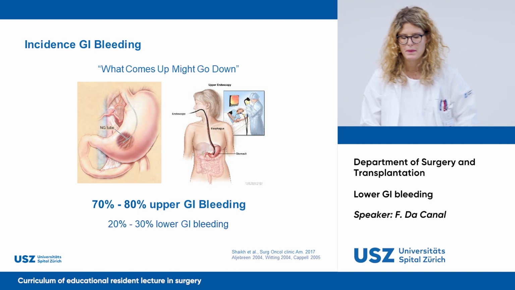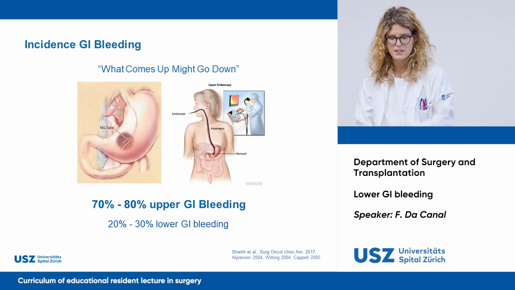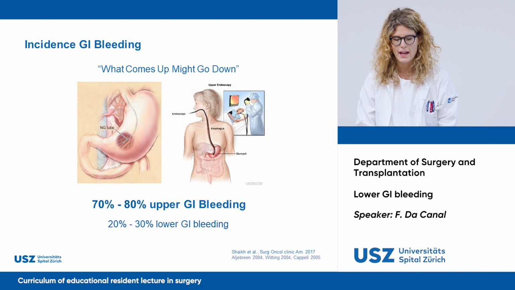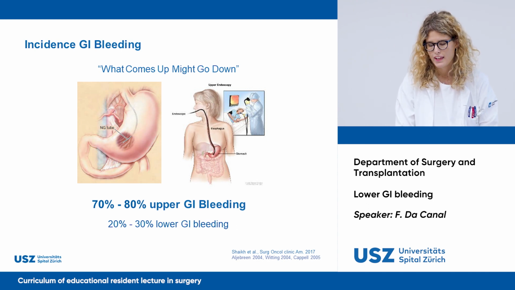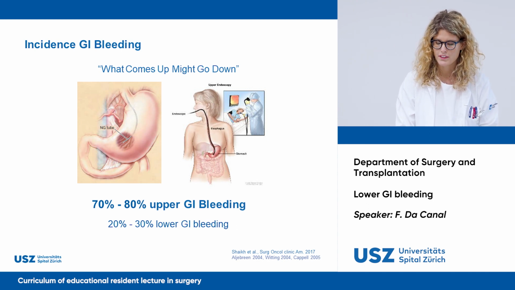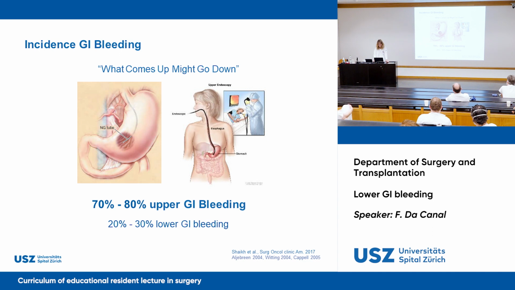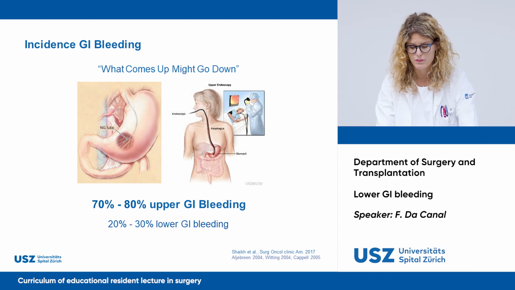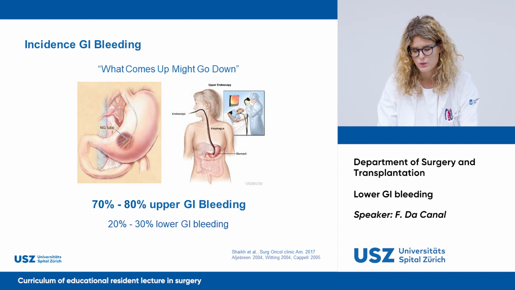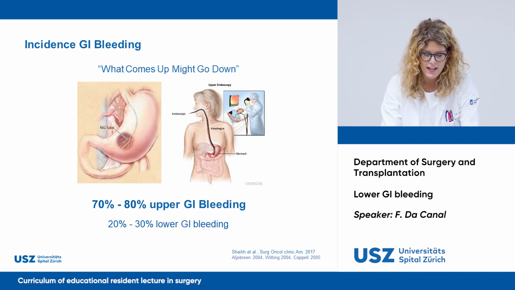So if we have a patient with a GI bleeding, it's important to remember that what comes up may go down. In fact, in 70 to 80% of the cases, it will be an upper GI bleeding. The gold standard to identify an upper GI bleeding is an upper endoscopy. In the past, the exclusion of upper GI bleeding was even done by nasogastric tube with blood sampling from the stomach, although due to the poor negative predictive value documented in literature, it is no longer recommended.